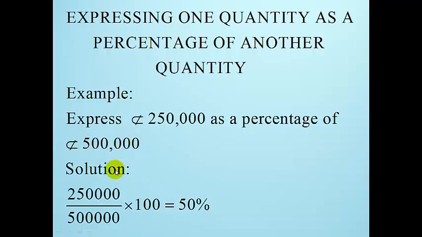Now solution. Because we are expressing 250,000 cedis as a percentage of 500,000 cedis, we divide 250,000 by 500,000 and we multiply the answer by 100. Now 250,000 divided by 500,000 times 100 is equal to 50%. And that is how we express one quantity as a percentage of another quantity.